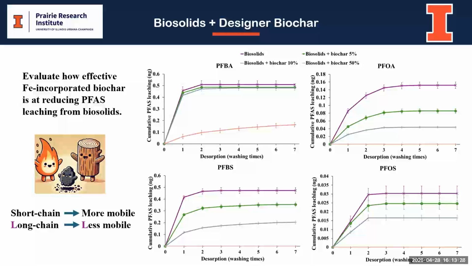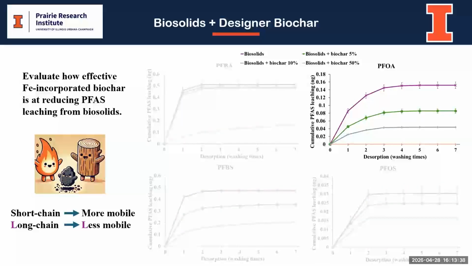So we analyzed 2 short-chain PFAS and 2 long-chain PFAS. We are going to see the results one by one. So we are going to focus first on the PFOA. We have on the y-axis the cumulative PFAS leaching, and on the x-axis we have the desorption, the washing time. We were washing the biosolids 7 times.